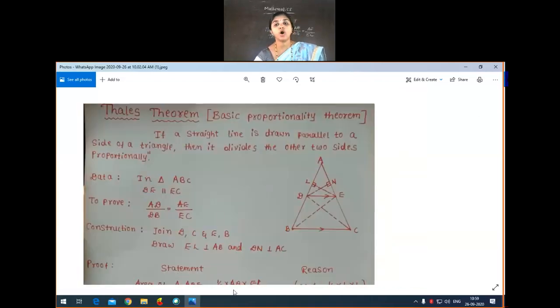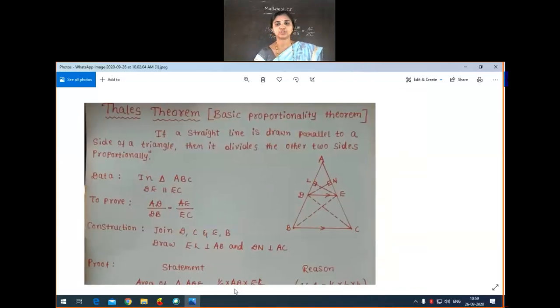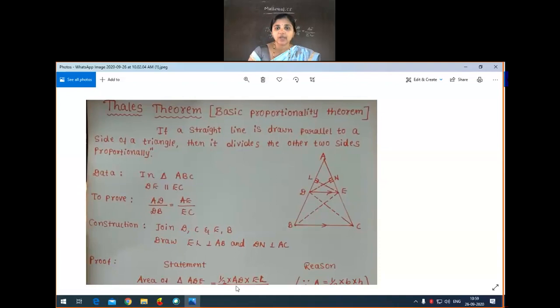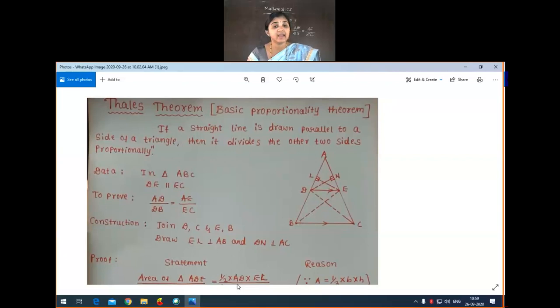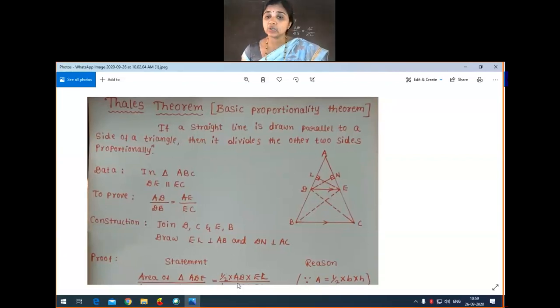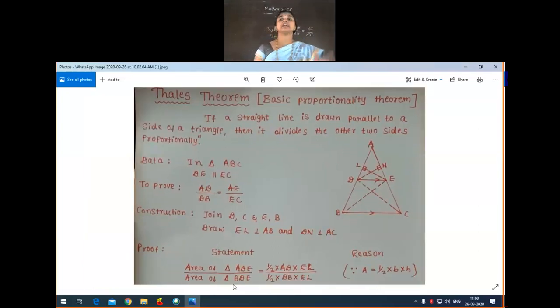Thales theorem, also called the basic proportionality theorem. Short and sweet, we can call this BPT, basic proportionality theorem. What is the statement of the basic proportionality theorem? If a straight line is drawn parallel to a side of a triangle, then it divides the other two sides proportionally.